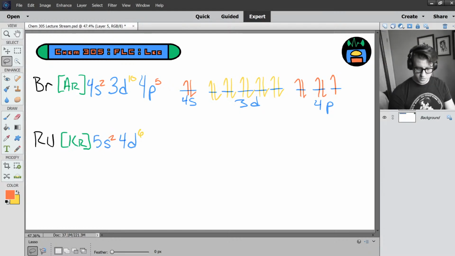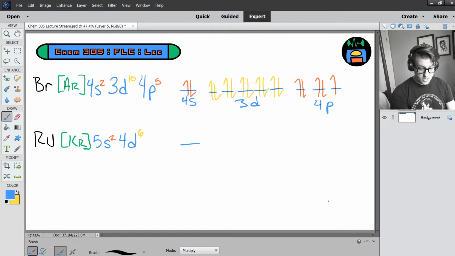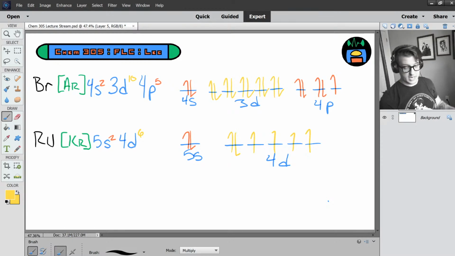Now let's do ruthenium. Okay, sweet. So we have our 5s subshell with 1 orbital, our 4d subshell, which has 5, and here we have 2 electrons in our 5s, and then 1, 2, 3, 4, 5, and 6 electrons in our 4d. So again, electron configuration, orbital diagram.